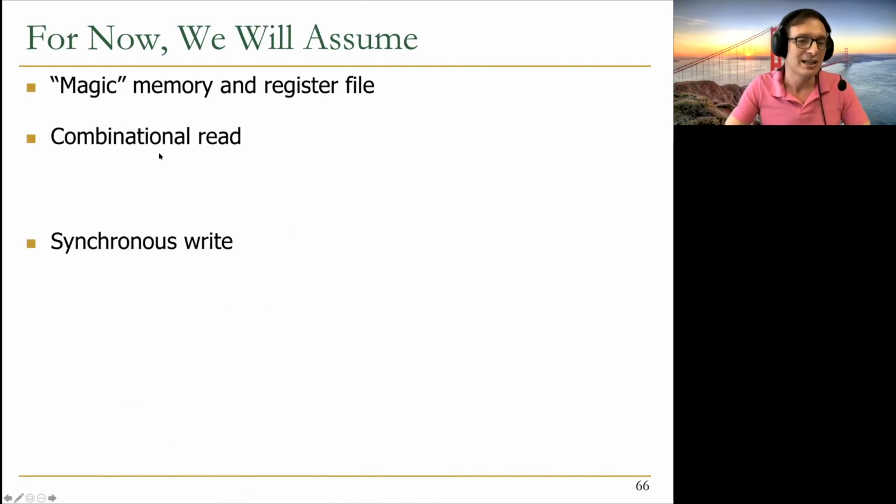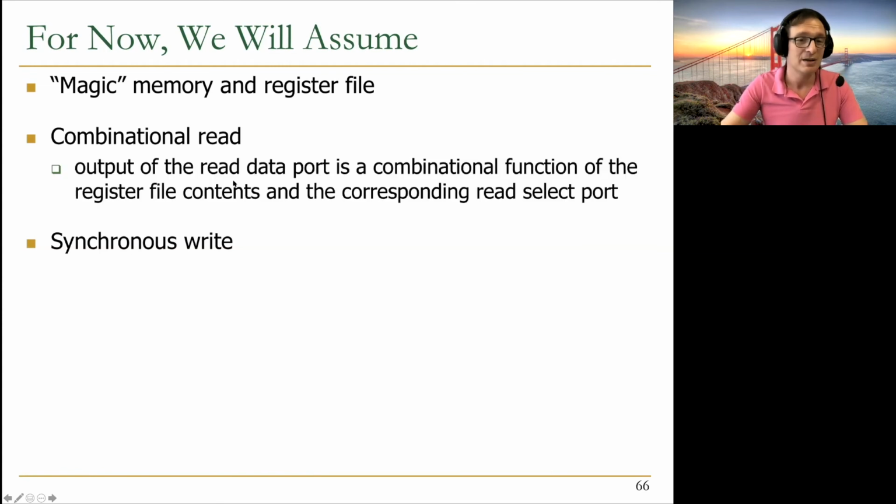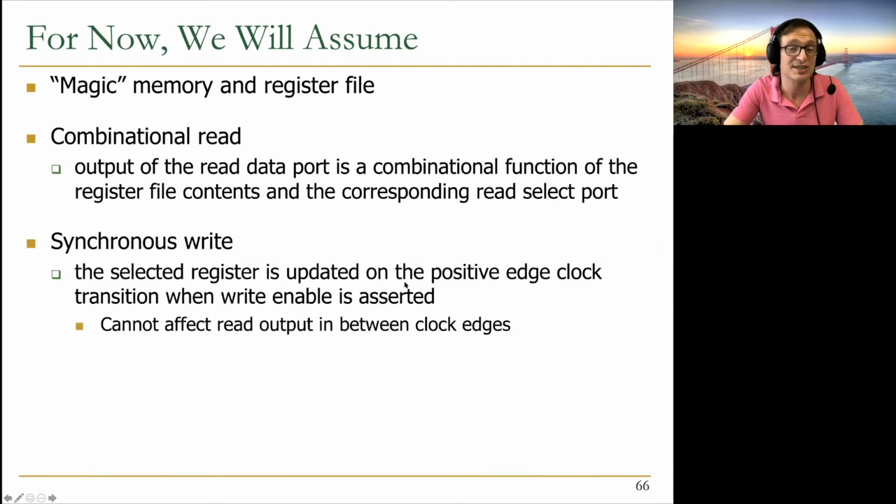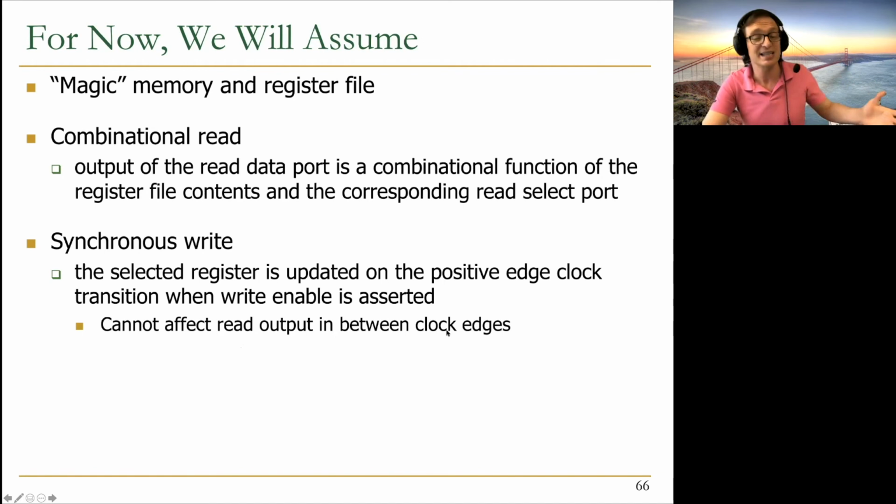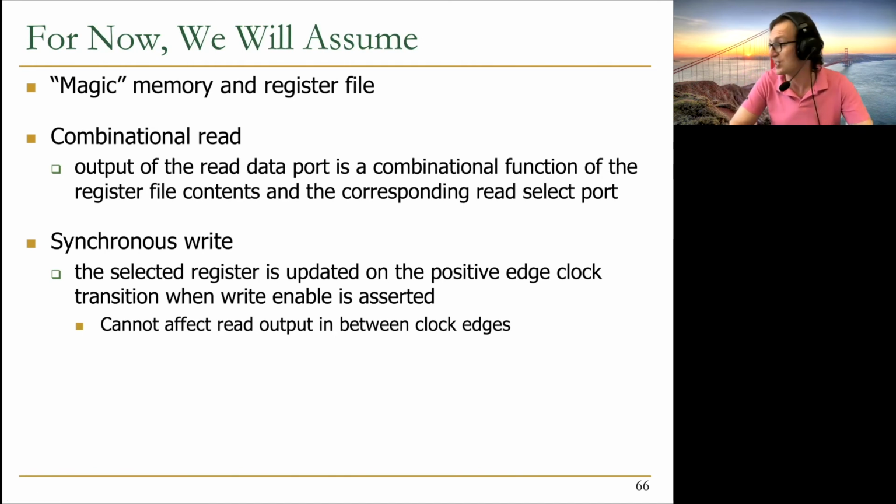What does this mean? We're going to assume combinational read. The output of the read data port is a combinational function of the register file contents and the corresponding read select port. So basically, we're going to get the data nicely, combinationally. We don't need to write the data to a memory address register, for example, and then wait for some number of cycles. And we're going to assume synchronous write, meaning the selected register is updated on the positive clock edge transition when the write enable signal is asserted. Meaning that you cannot affect the read output in between clock edges. And that's exactly what we want from a finite state machine, as we discussed in the sequential logic lecture 6.